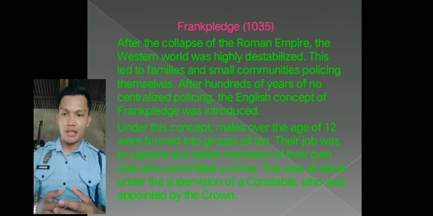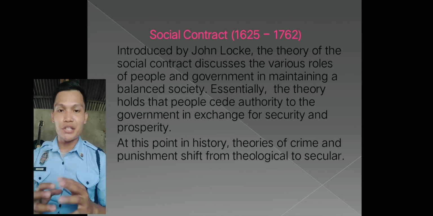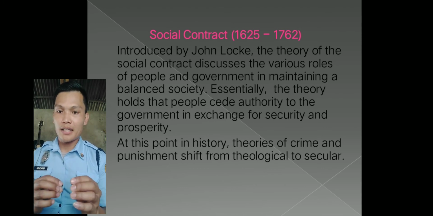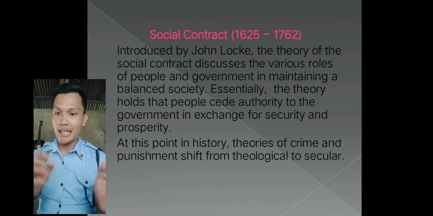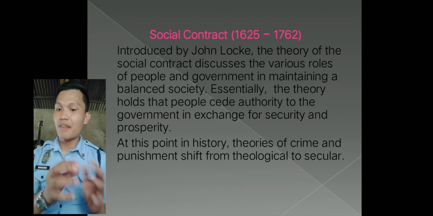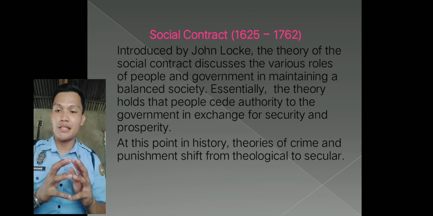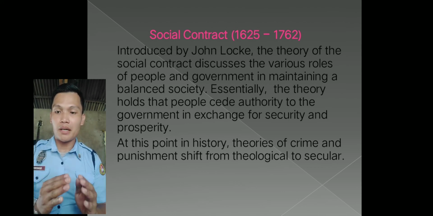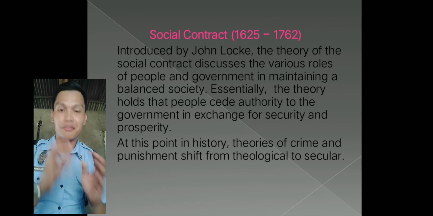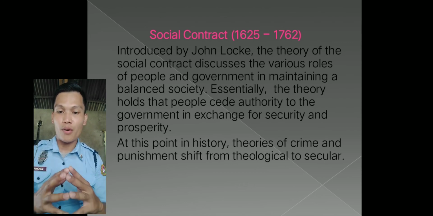And then let's talk about the social contract, in the late 1625 to 1762. This was introduced by John Locke. The theory of the social contract discusses the various roles of people and government in maintaining a balanced society. Essentially, the theory holds that people cede authority to the government in exchange for security and prosperity. So the people must cede authority to the government. The government is saying, give us the authority to do these things in exchange for security and prosperity.